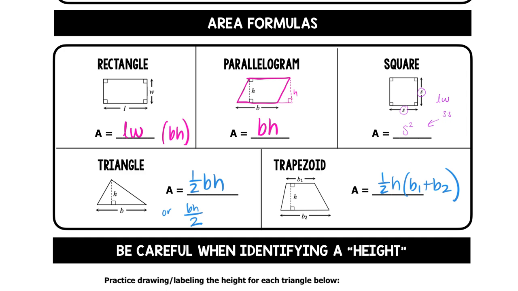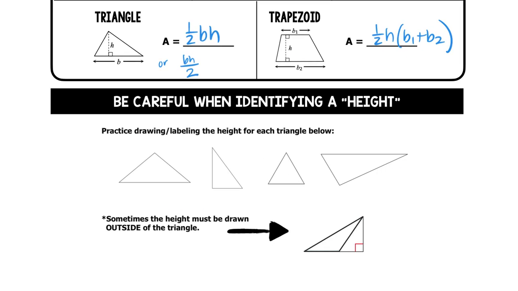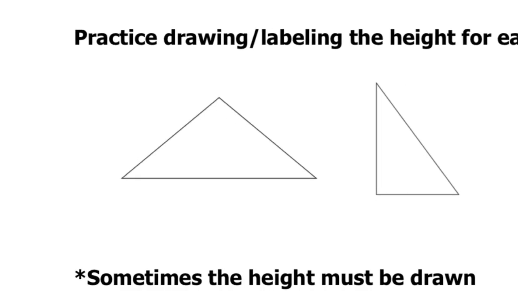And then one thing to note here, especially with triangles, is you just be careful when you're identifying what the height actually is. So remember, height has to be perpendicular to a base. So it's got to make a right angle. It's got to be completely vertical when we're talking about a base. And with different triangles, the height might look different. So sometimes the height is going to be on the inside of the triangle. So in this example, the height would be right here, right down the middle.